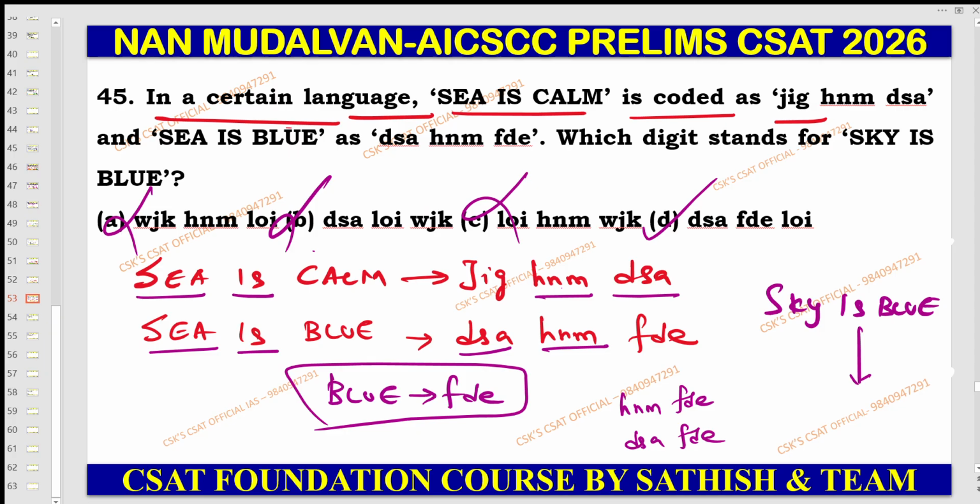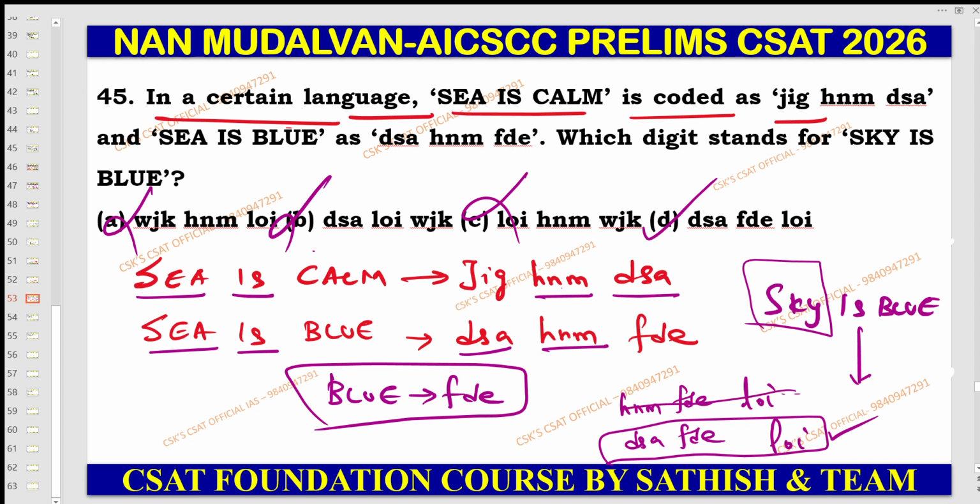And a new word is present here, not present in the first one or the second one. Sky is the new word. Which is the new one? Introduced here, LOI. So DSA FDE LOI. You have to go with the nearest logic. Here also I can write this, but is this option there? No, this option is not there. So you can eliminate this one. You have to go with DSA FDE LOI. Shall I move to the next?